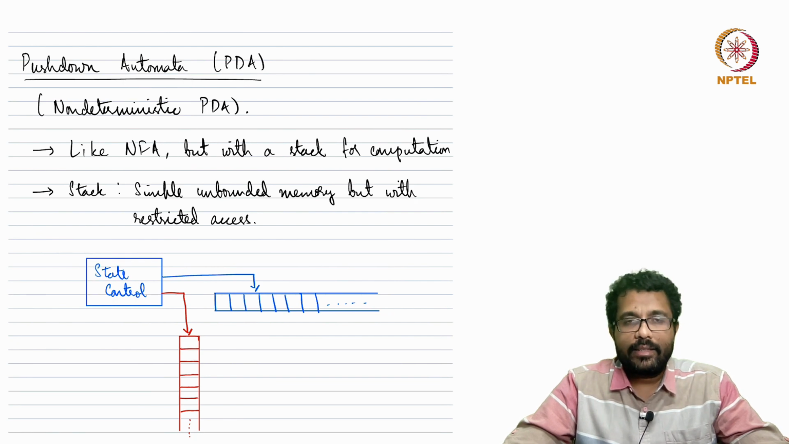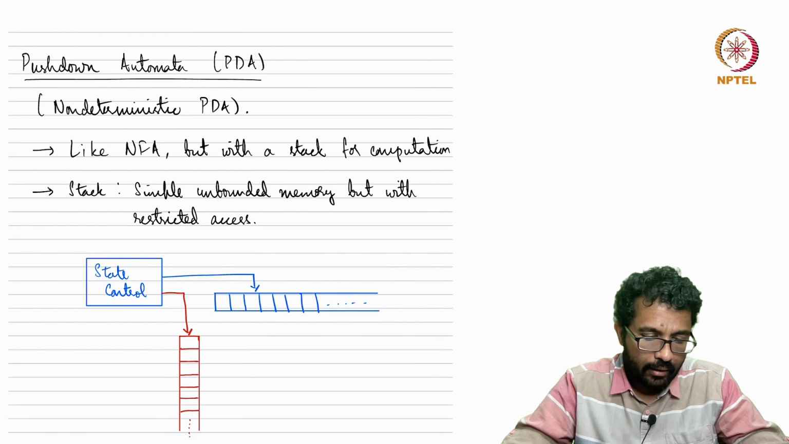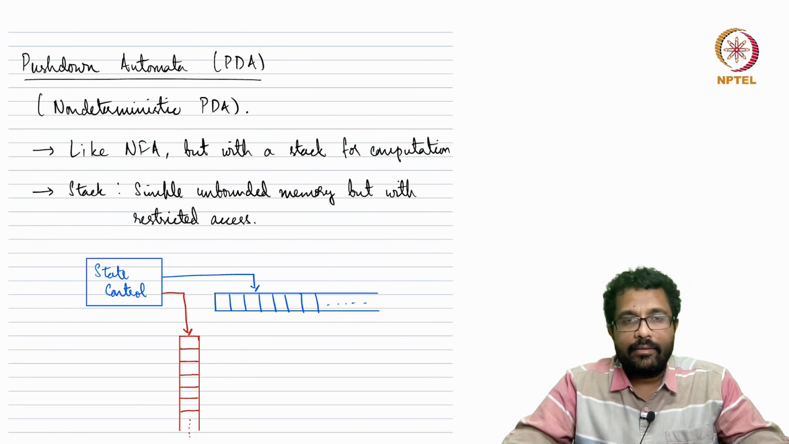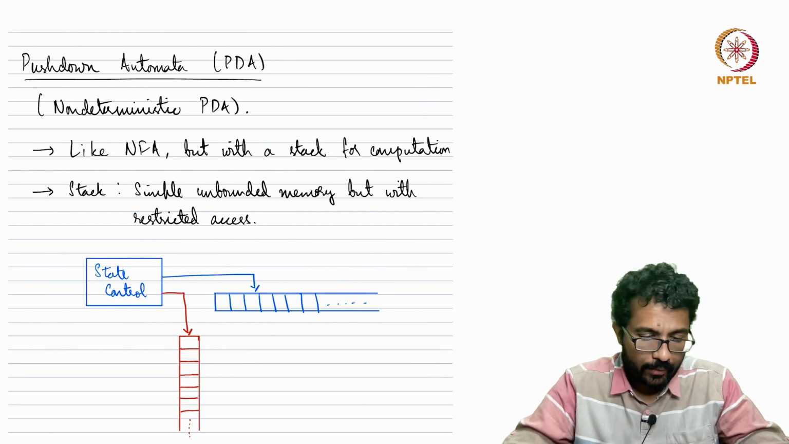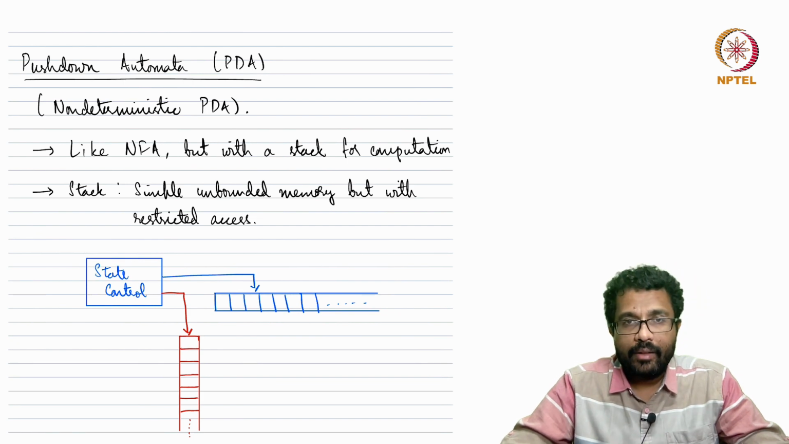Hello and welcome to lecture 20 of the course Theory of Computation. In this lecture, we will see push-down automata. In the previous lectures, we had seen context-free grammars and the languages resulting from context-free grammars, which are context-free languages. So, in this lecture, we will see push-down automata.